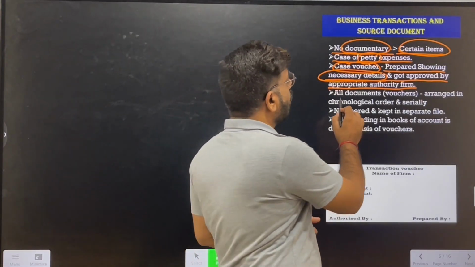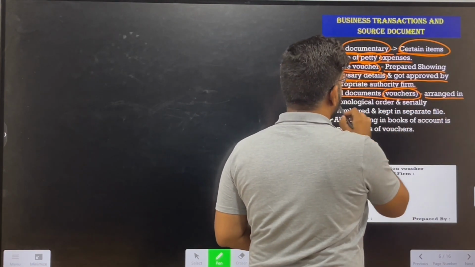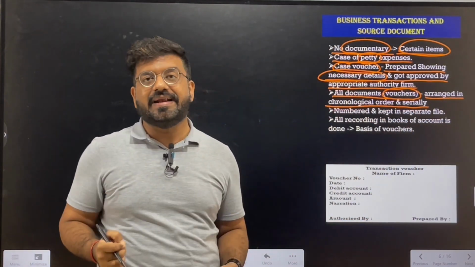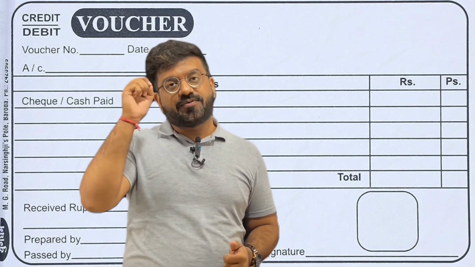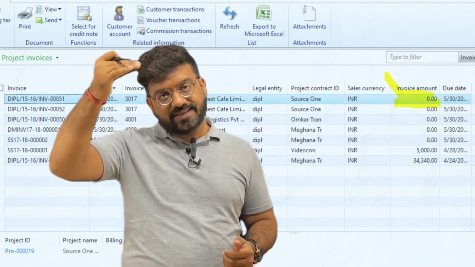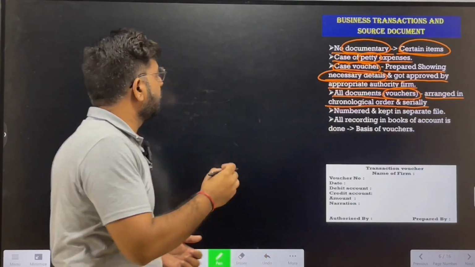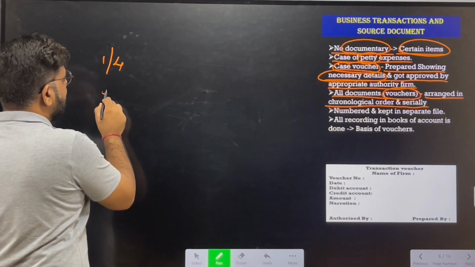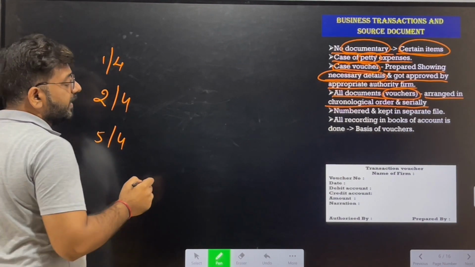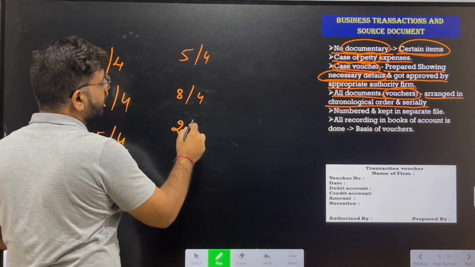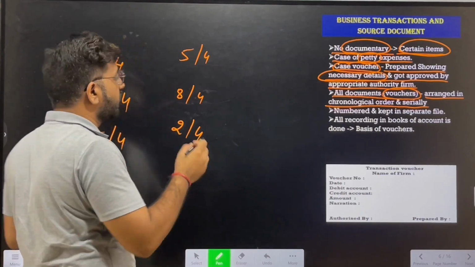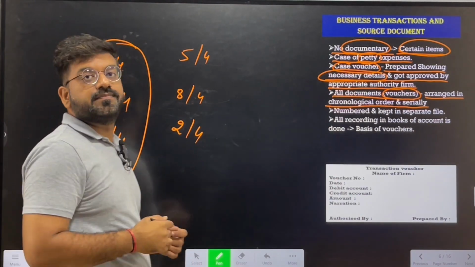Okay. Next, all documents, that is all the vouchers, are arranged in chronological order and serially maintained. What does this mean? This simply means that all the vouchers are chronologically kept. Chronological simply means date-wise. That is, the first date voucher will appear first. Then after that, all the other vouchers will follow. Suppose there is a voucher made on 1st April, then 2nd April, then 5th April, then 8th April. It cannot be like we keep 5th April, then 8th April, then 2nd April. That should not be the scenario. It should always be in chronological order.